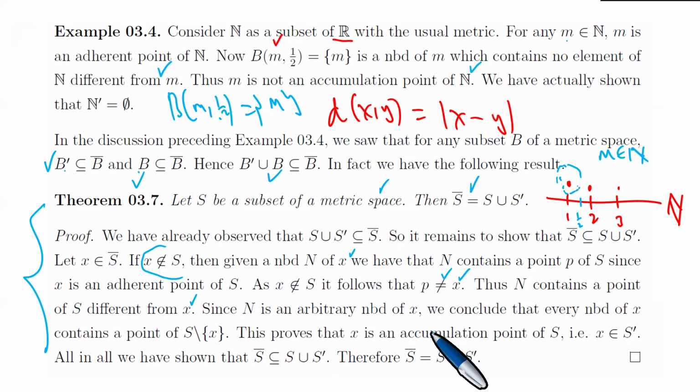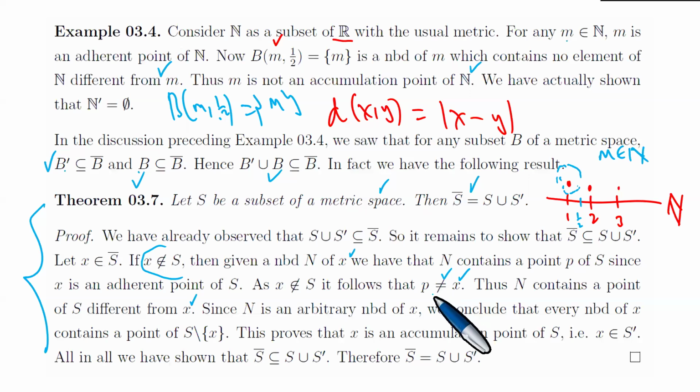Since N is an arbitrary neighborhood of X, a random one, we conclude that every neighborhood of X contains a point of S different from X. This proves that X is an accumulation point of S. It proves that it is most certainly an accumulation point because P and X are different.